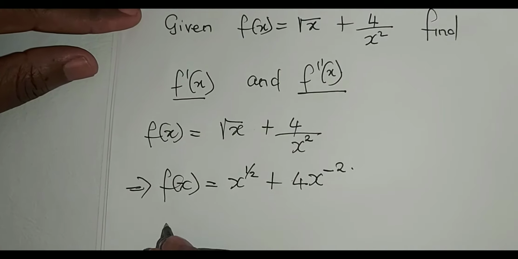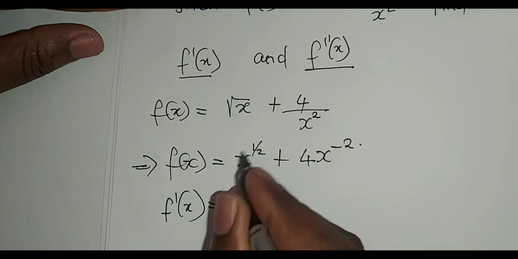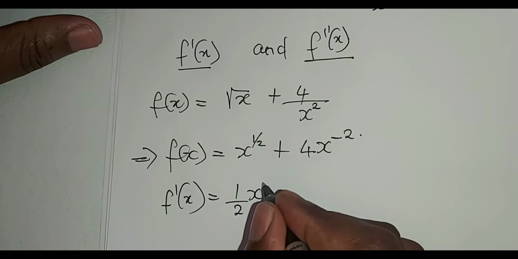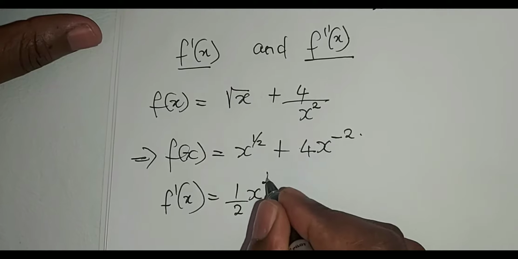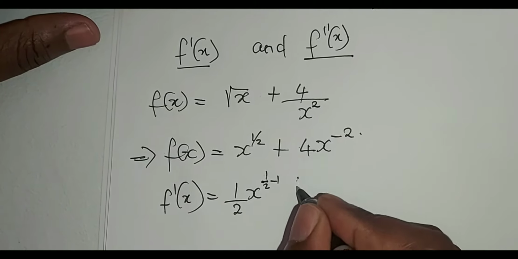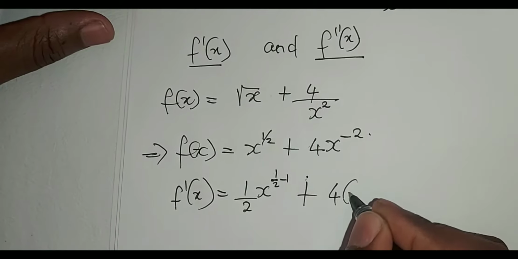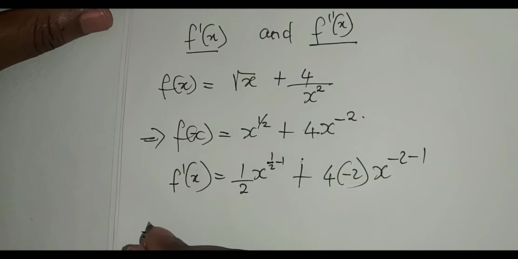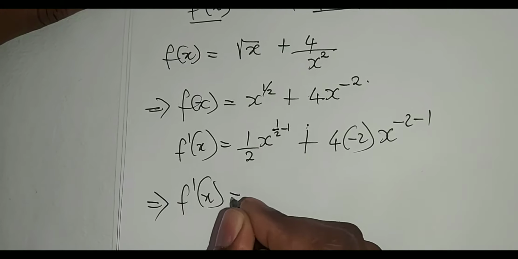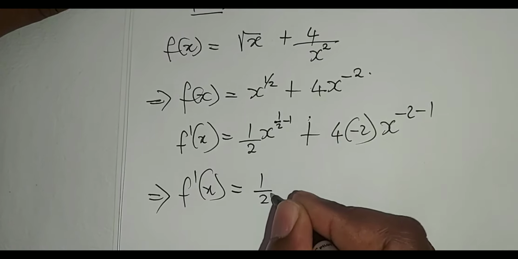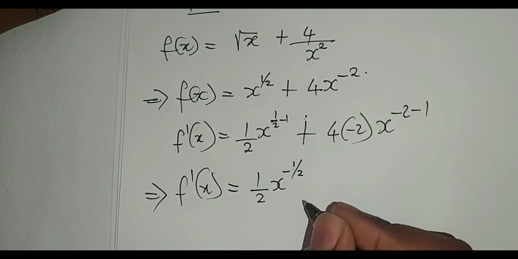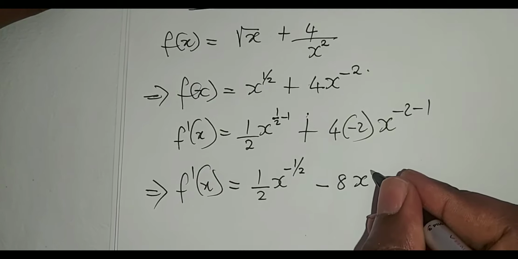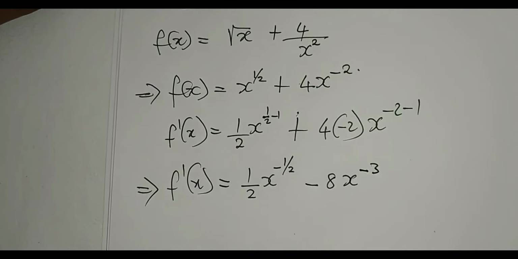Then from there we differentiate, which means f dash of x equals, here it will be half x to the power half minus 1, plus here I'll drop the minus 2 to be 4 into minus 2, x to the power minus 2 minus 1, which now means f dash of x is equal to 1 over 2 x to the power minus half minus 8 x to the power minus 3.